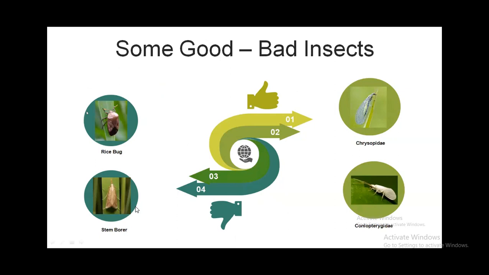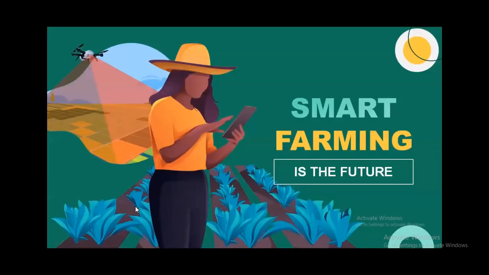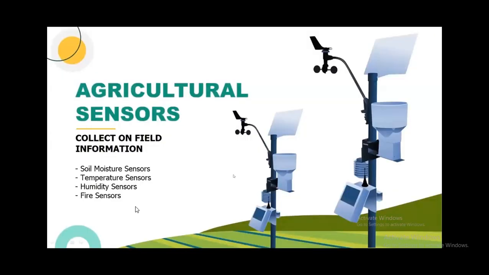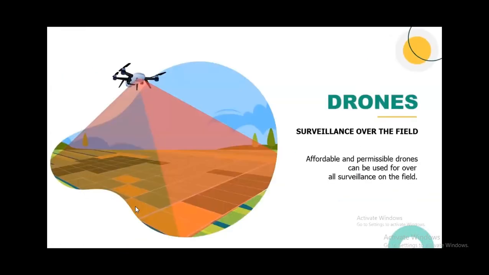These are some good insects. The left one is the bad insects. There are plenty; I have just taken these 4 images of good and bad insects. Now, the future is smart farming. We all know that. How can we implement smart farming? By implementing different types of sensors on the field, and we can use drones for surveillance, which is already in my future scope.